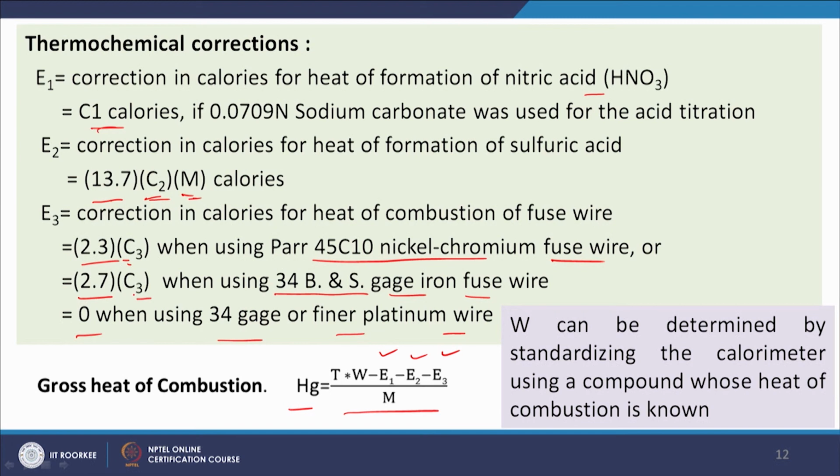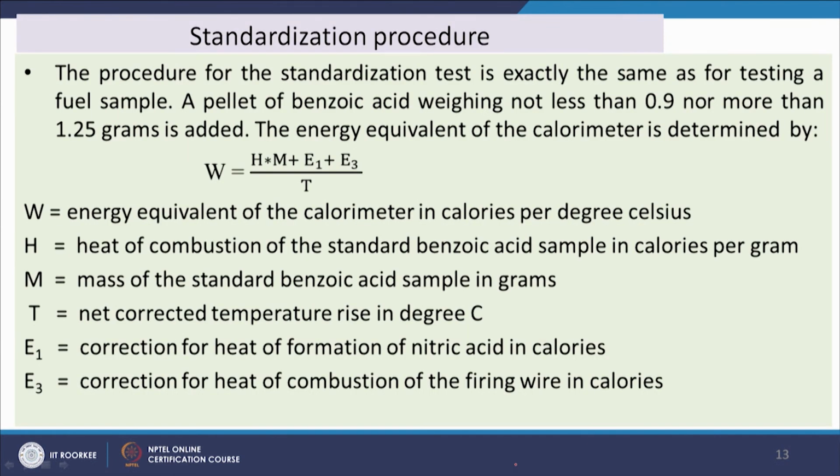So, now knowing all those things we can calculate the Hg values knowing the value of W. W can be determined by standardizing the calorimeter using a compound whose heat of combustion is known, basically benzoic acid is used. So, this is the standardization procedure we have mentioned. W is the energy equivalent of the calorimeter in calories per degree Celsius. These are the different methods we have already discussed. Normally 0.9 to 1.2 gram of benzoic acid is used for the determination of the W value.